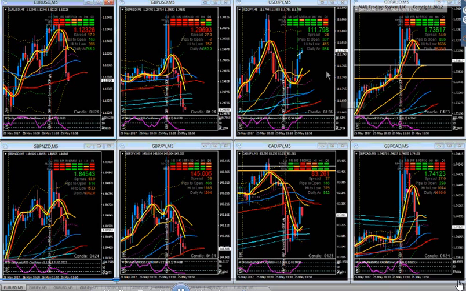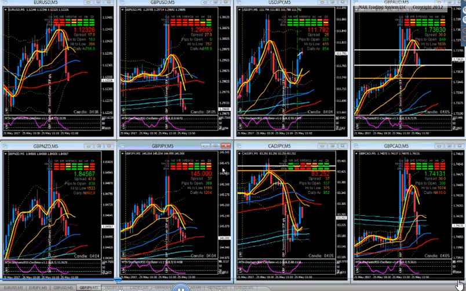So for the pairs which have begun to move downside, we will wait for an entry opportunity. I will wait for a pullback, for example, in the euro US dollar, in the pound US dollar, in the pound yen, before considering any trade opportunity.